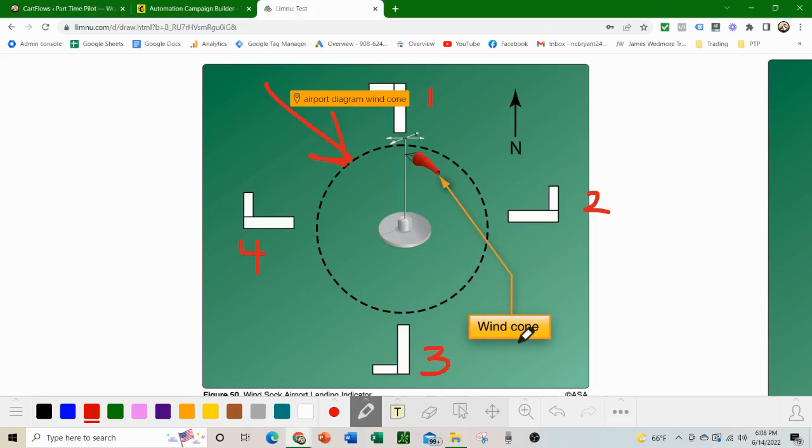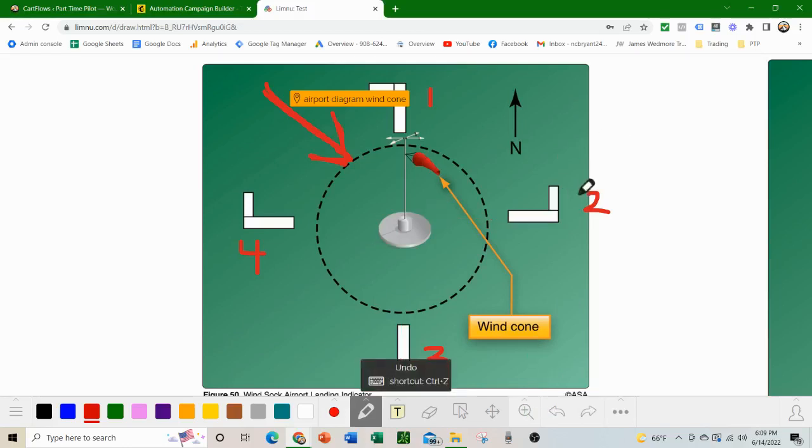Would it be best to land on runway 1? Runway 2? Okay, so we got 2 for runway 2, and we got another one for runway 2. Okay, yeah, so the answer is runway 2 or runway 3. It's kind of hard to tell. It looks like this is directly from the northwest. So that means that landing to the north or landing to the west, either of these would be good options.